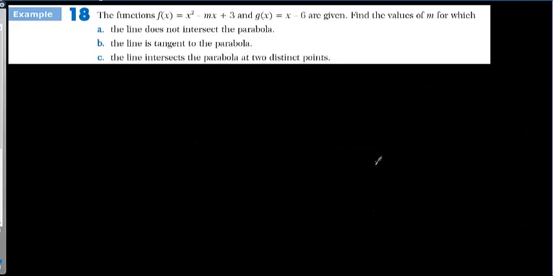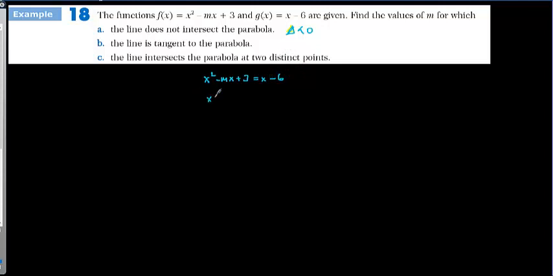Now we are going to continue with this question. The functions x squared minus mx plus 3 and x minus 6 are given. Find the values of m for which the line does not intersect the parabola. So I'm going to find the common solution, then find the delta. Does not intersect the parabola means the delta of the common solution must be less than 0, and I'm looking for this case. Okay, x squared minus mx plus 3 must be equal to x minus 6 to find the intersection points, if there are any.